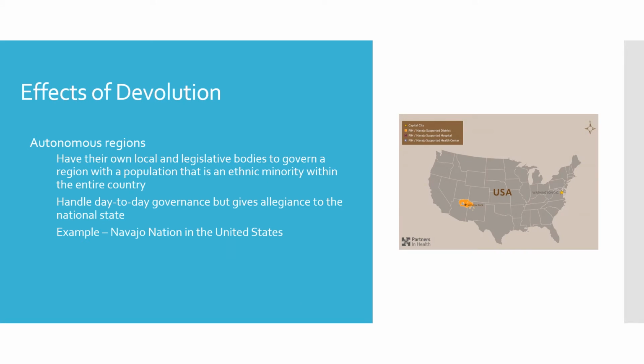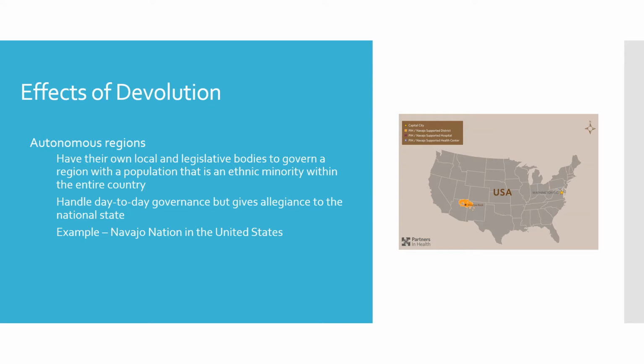Okay, so if we look first at what's called the effects of devolution, one thing that can happen is the creation of an autonomous region, which is a place in a country that has their own local legislative bodies to govern a region that is an ethnic minority. And they handle day-to-day governance, but they still give allegiance to the national state.